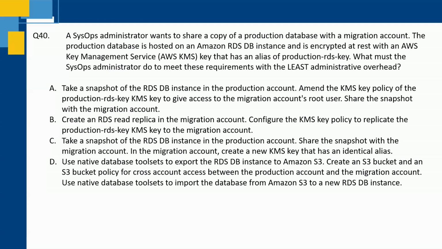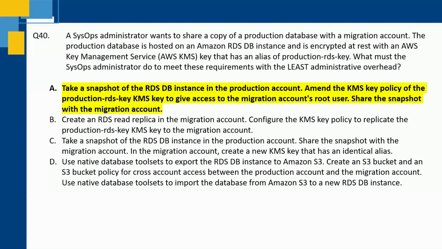Now friends, whenever an RDS DB instance is encrypted with a KMS key, sharing snapshots across accounts requires sharing the snapshot explicitly with the target account and granting the target account access to the KMS key used to encrypt the snapshot. Option B is incorrect because cross-account read replicas are not supported by RDS. Option C is incorrect as sharing alone is not enough. The migration account must have decrypt permissions on the KMS key used to encrypt the snapshot. And option D is more complex and manual, whereas the question talks about achieving the requirement with least admin overhead.